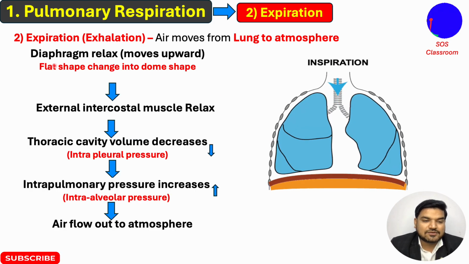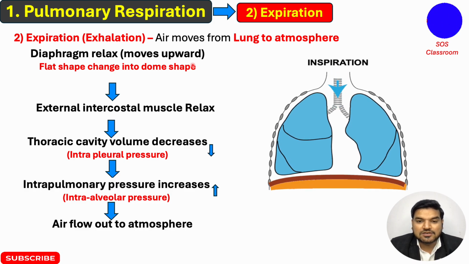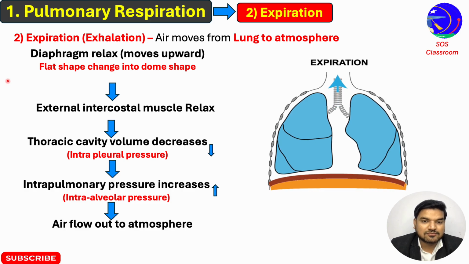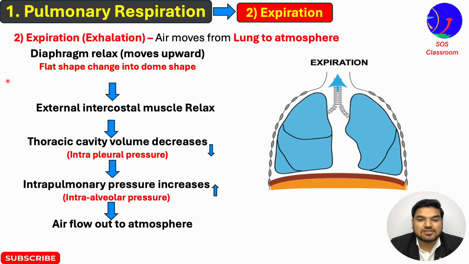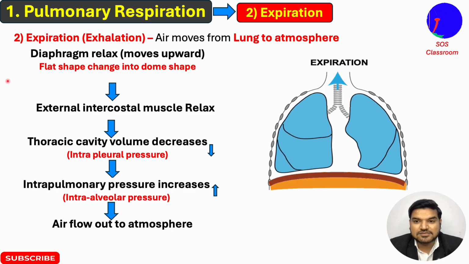Okay, you can see, first of all, the diaphragm relaxes. When the diaphragm relaxes, it moves upward. The flat shape changes into a dome shape. It means the diaphragm is in a flat shape during contraction and changes into the dome shape in the normal condition. So there is no energy required during relaxation. So the expiration process is also called a passive process.